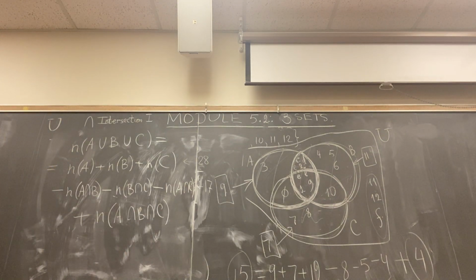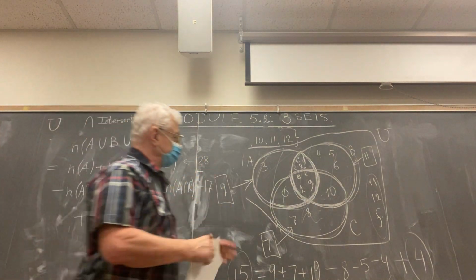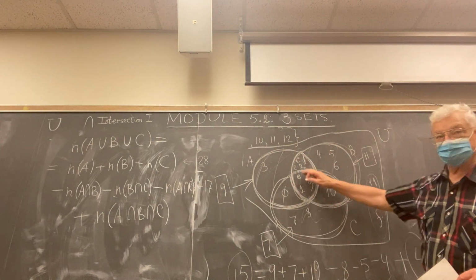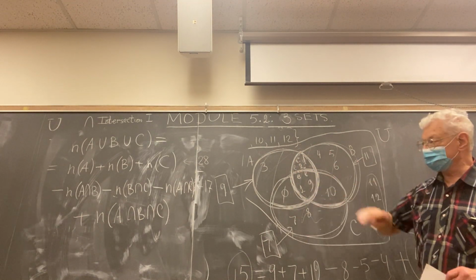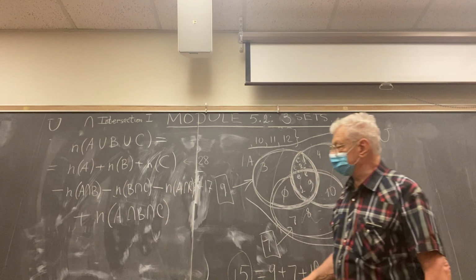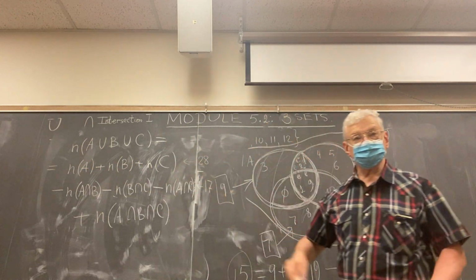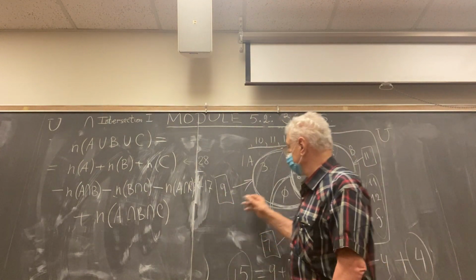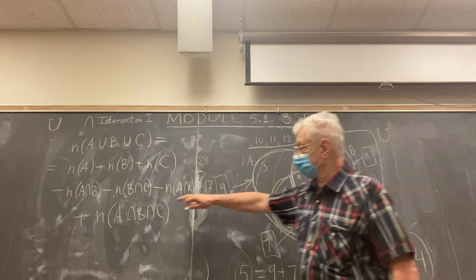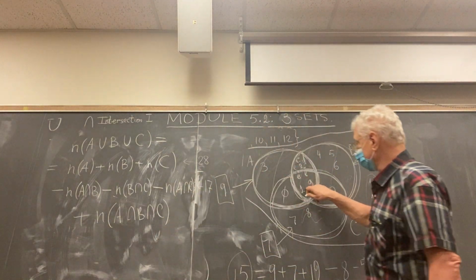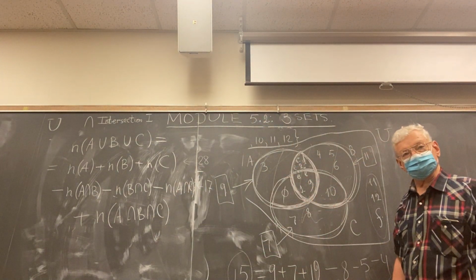Okay, got it. So therefore, if you know the number of elements in each set, in each circle, and you know the double intersections and the triple intersection, the formula is: add the numbers in the circles, that is too many, subtract double intersections, it will be 2 less, and add the interior part, the triple intersection.